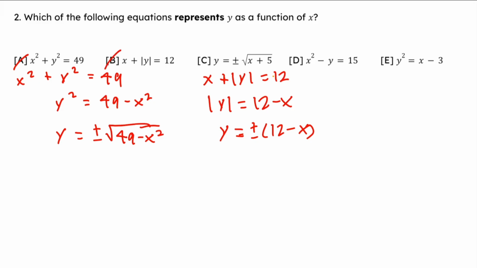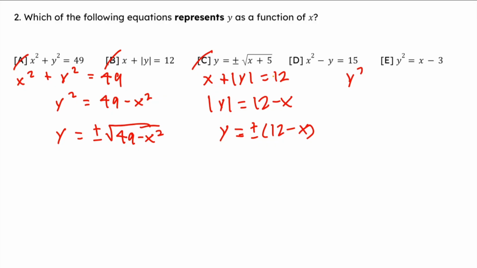Now with C, we're not even going to show any work here. Y is equal to plus or minus the square root of x plus 5. Right here, we already isolated y, and we have this plus or minus, so for a single input it's going to yield two outputs. We can automatically eliminate C. I'm going to come back to answer choice D. Let's just focus on E last.